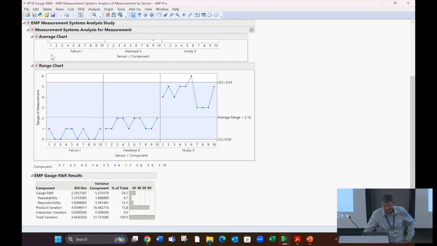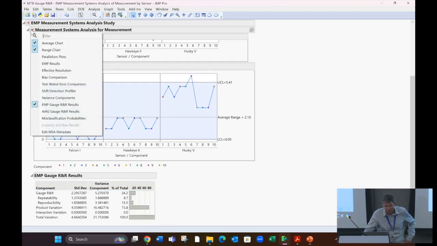Yeah, so there's our gauge results there as well. Ah, there it is, parallelism plots.